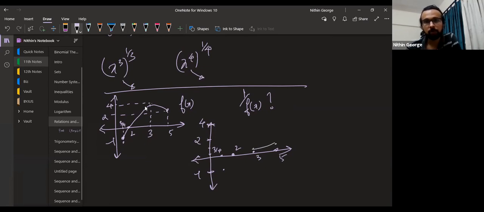Now, at 2, it becomes 0. 1 by 0 is not defined. So remember, at 2, this will not be defined. And in the positive part, it will go to plus infinity. In the negative part, what happens? At 3/4, here it's -1. At 3/4, it will be 1 by -1, which is -1 itself. Okay, so it'll start from here and it will go to negative infinity.